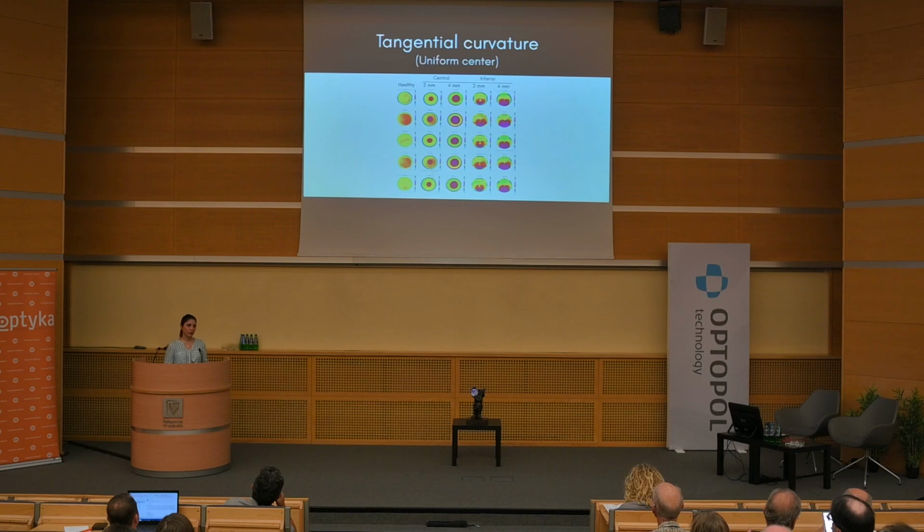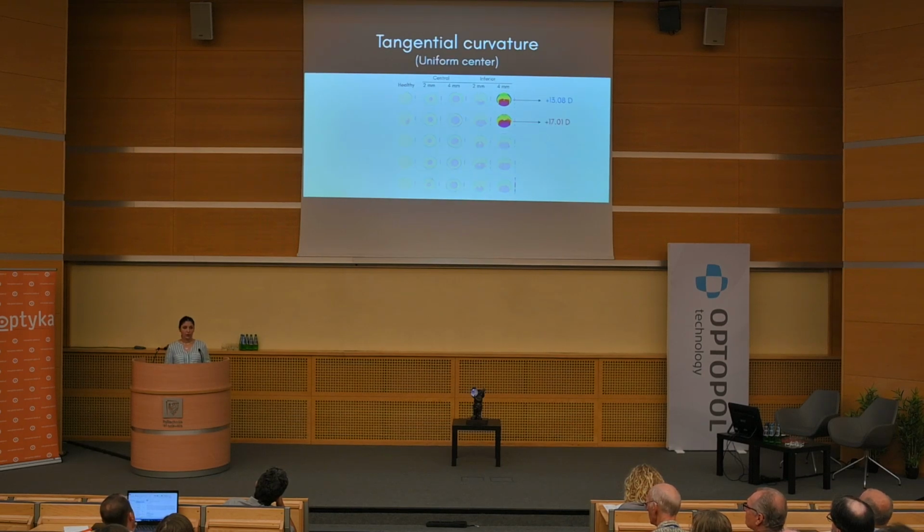In the next method, the uniform center method, we also observed different patterns in response to this weak spot. And this method indicates more severe keratoconus, where the differences between these 5 emmetropic corneas were between 13 and 17 diopters.